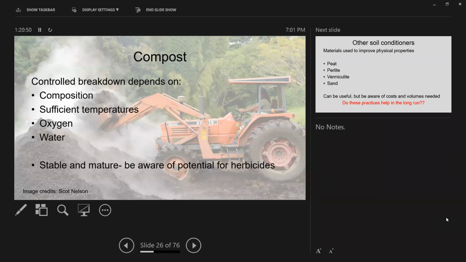But it does need to get up to a high rate and you have to turn it. With our temperatures, the composted material will break down very, very fast during the hot months.